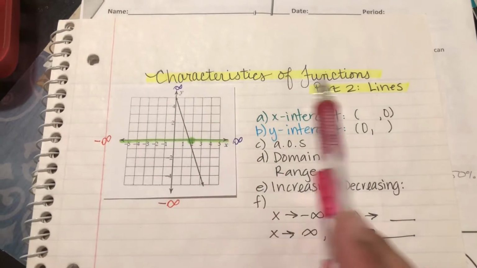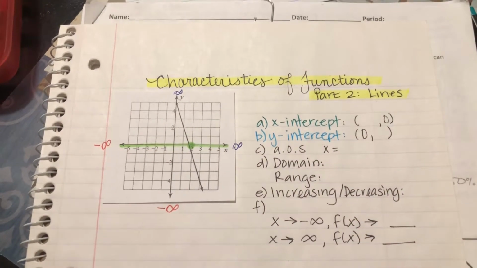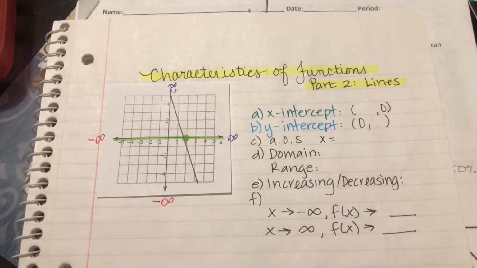Okay, characteristics of functions, part 2. This is only on lines. This is a lot quicker, right?